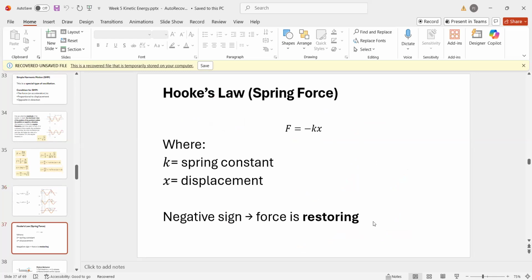So now we know about Hooke's law. What is Hooke's law? What is it saying? Do you remember Hooke's law?